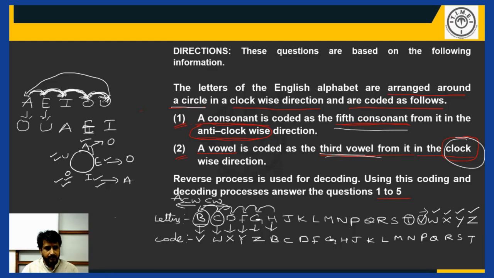For E the code is U, right? I is A. And for O, first clockwise, second clockwise, third clockwise. For O the code is E. And for U, first clockwise, second clockwise, third clockwise. So the U code is I. Okay? Now, let's answer the questions. No need to copy this. I have given a separate table for this.